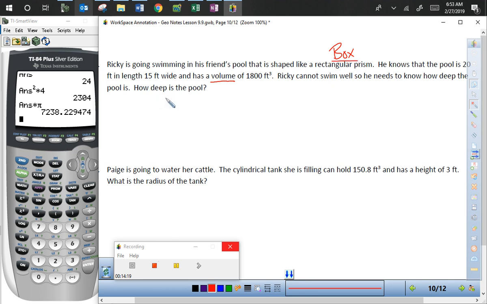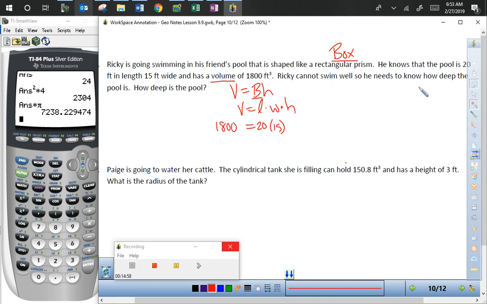Okay, so first thing, we're just writing our formula. Volume for this is area of the base times the height. Our base, and I think on your cheat sheet it already has this, but with a rectangle, it's length times width. So we've got length times width times height here. Okay, so let's go look. It says he knows the pool is 20 foot long. Okay, so that's going in for our length. And it's 15 feet wide. That's going in for our W. And the volume is 1,800, so that goes in for our V, our volume.